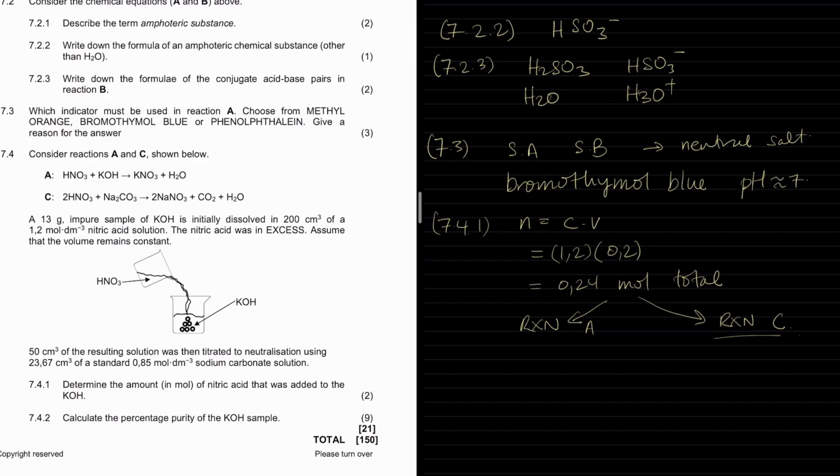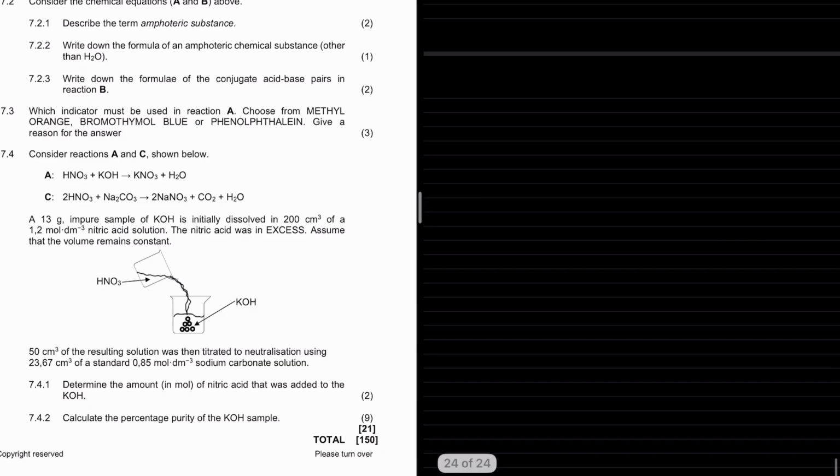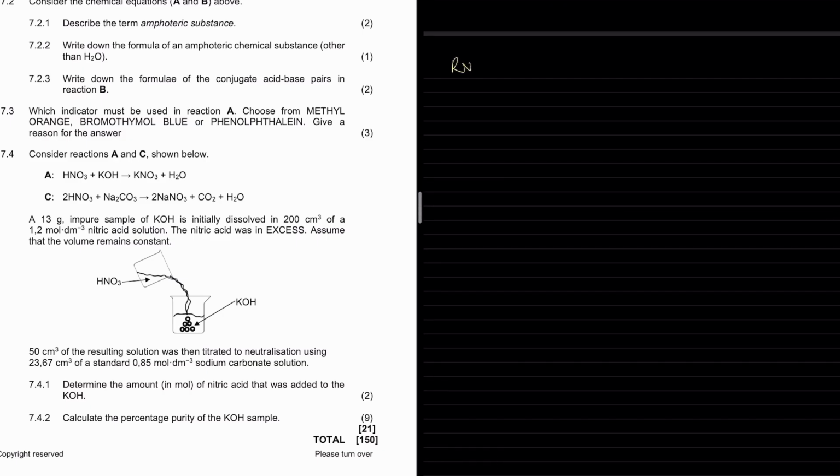7.4.2, calculate the percentage purity of the KOH. So to calculate the percentage purity, what we have to do is work backward. So we'll start by figuring out how much was used in reaction C, and then we'll work out how much was used in reaction A, and then we can calculate the percentage purity. So let's start with reaction C. So in reaction C, we know the concentration and the volume of the sodium carbonate.